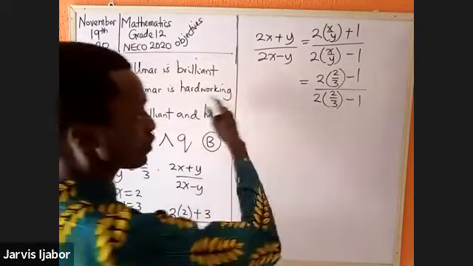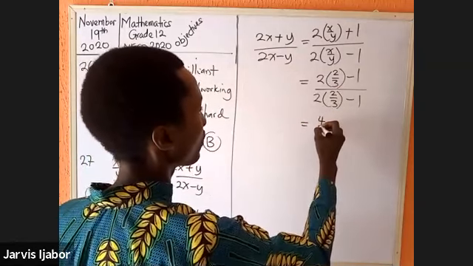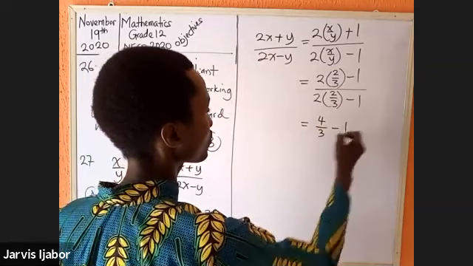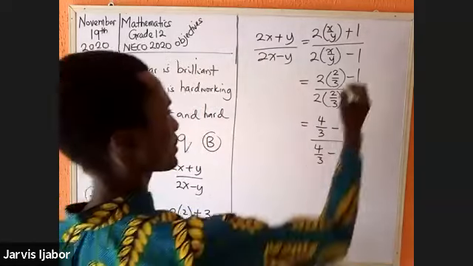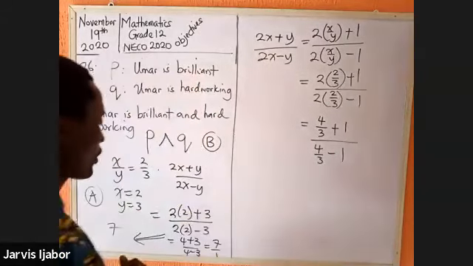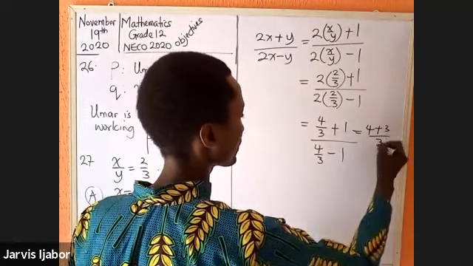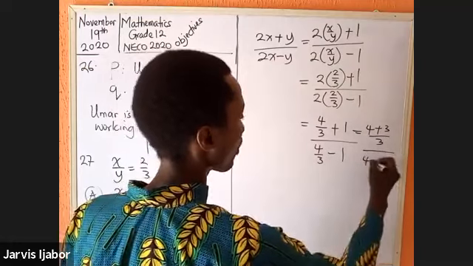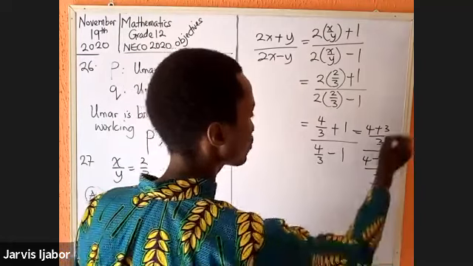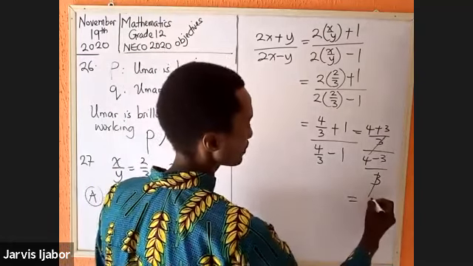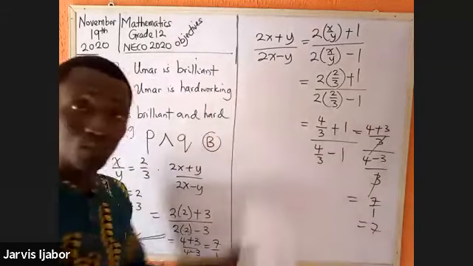So what does this give me? This will give me 4 over 3 plus 1 over 4 over 3 minus 1, sorry about that. So what do you have? This will give me 4 plus 3 over 3 all over 4 minus 3 over 3. These two will cancel themselves, and you're going to have 7 over 1, and that is 7. So this is another way to solve this.